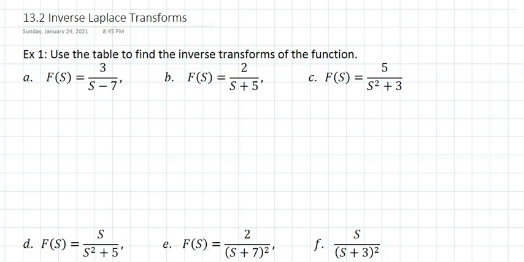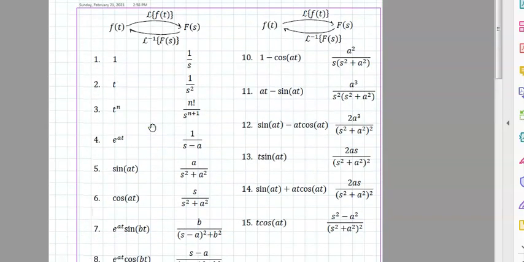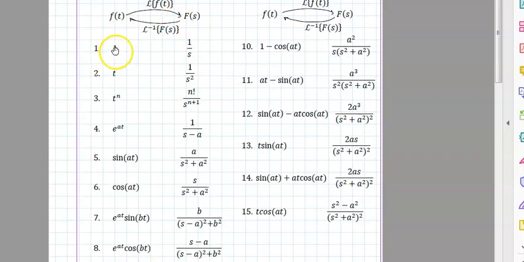13.2. In 13.1 we talked about the Laplace transform, that's taking the integral and moving forward. On this table, we went from left to right. So basically when we apply the Laplace transform, we move in this direction. If you apply Laplace to 1, that's the integral of 1 times e to the negative st dt from 0 to infinity, and if you integrate, you get 1 over s.